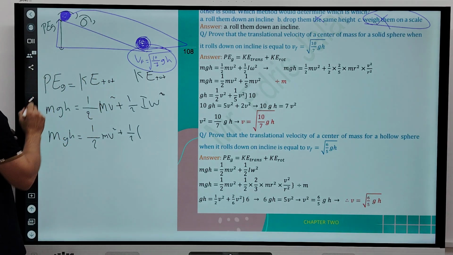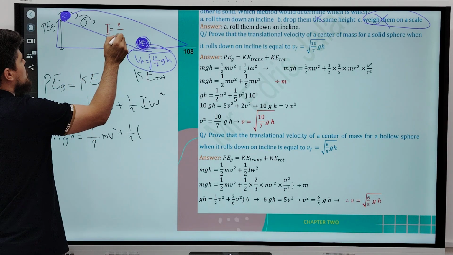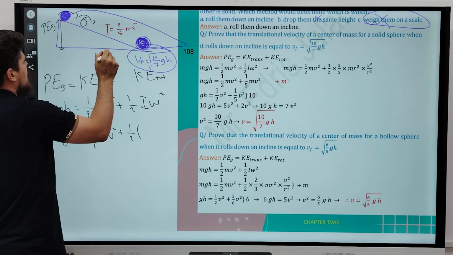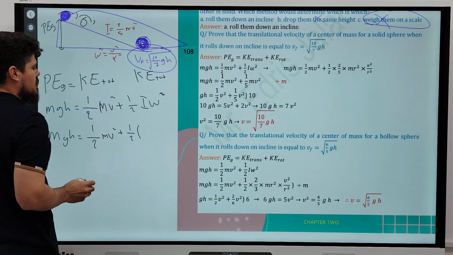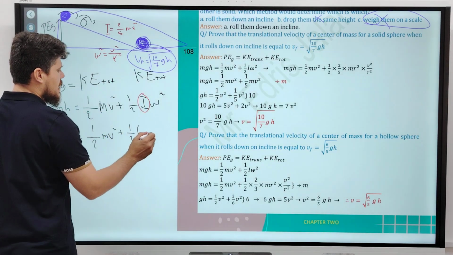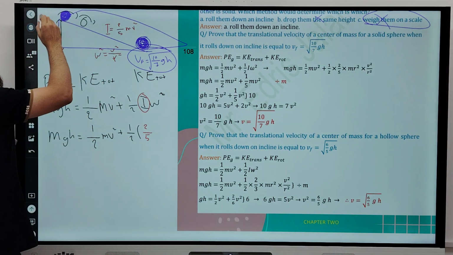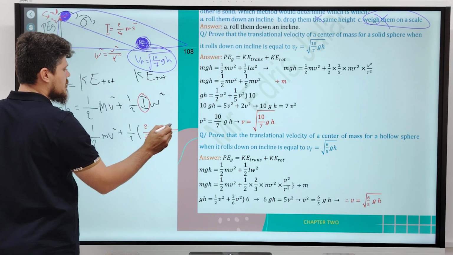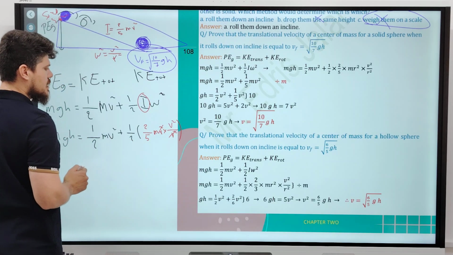I for the solid sphere is equal to what? Moment of inertia for a solid sphere is equal to 2 over 5 mr squared. And omega is equal to v over r, so omega squared becomes v squared over r squared. Instead of I, write down 2 over 5, because our shape is a solid sphere. So 2 over 5 mr squared times v squared over r squared. R squared with r squared cancel. What remains? mv squared.